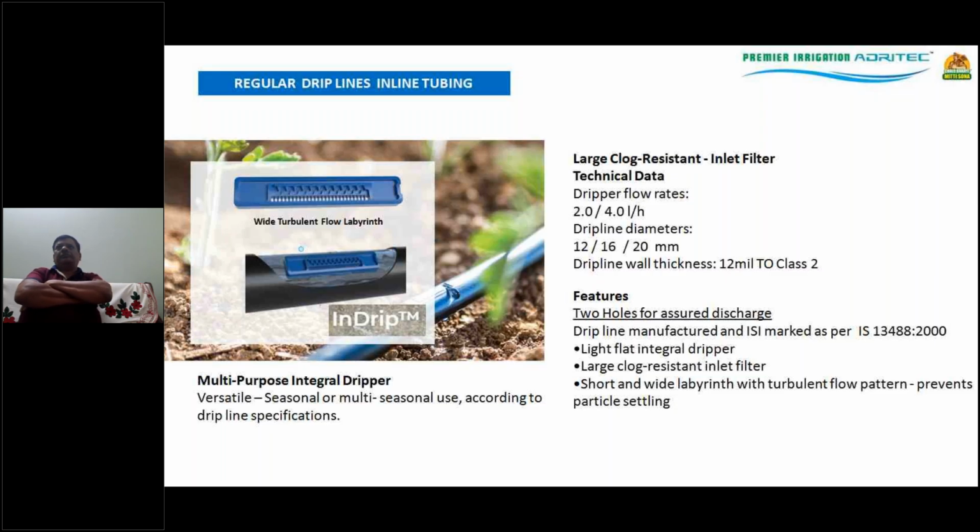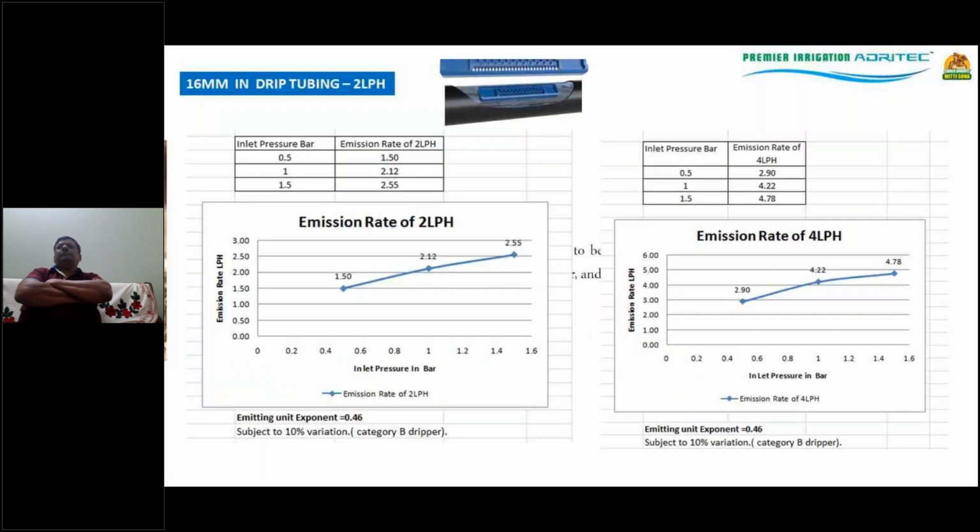So all these particular varieties of products are available. Basically the tubing thickness will vary. And here you can see how the water is entering through a wide labyrinth or a filter area, and then it gets into the labyrinth, the water flow gets regulated, and the water starts coming out in the form of a droplet. So this is the second type that is there in the inline drip irrigation tubing. And again, this is the same graph.